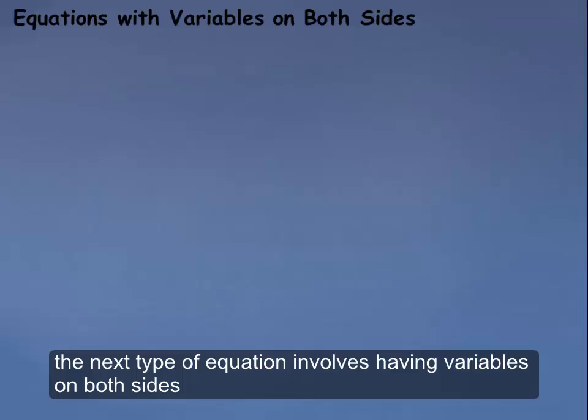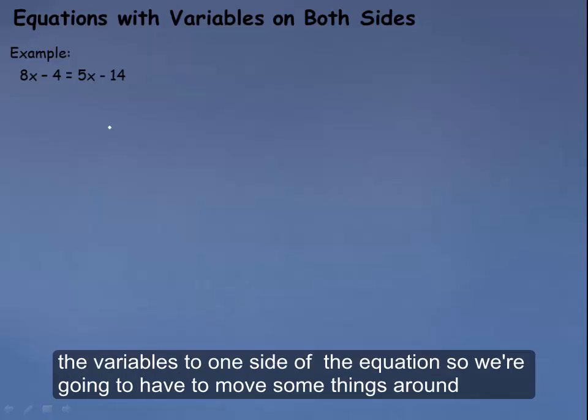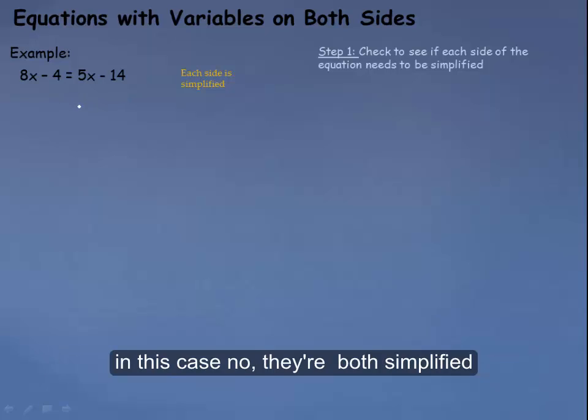The next type of equation involves having variables on both sides. For example, 8x minus 4 is equal to 5x minus 14. Now to solve this, we need to get all of the variables to one side of the equation. So we're going to have to move some things around. But first we need to check to see if each side of the equation can be simplified. Are there any like terms that we can combine on either side? In this case, no, they're both simplified.